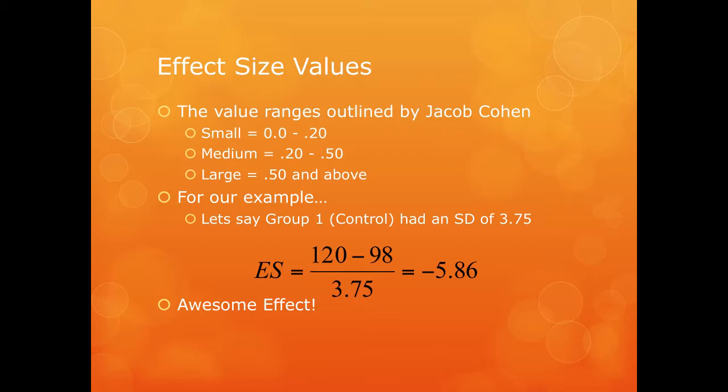So in this particular case, we had 120 minus 98 over 3.75, and we get a negative 5.86, which is an amazing effect size, because this is how you evaluate the effect size. Very similar, if you remember, to the Pearson's r kind of values. If you have 0.2, it's a very small effect size. 0.5, nothing great, medium. Anything 0.5 and above can be considered pretty significant.